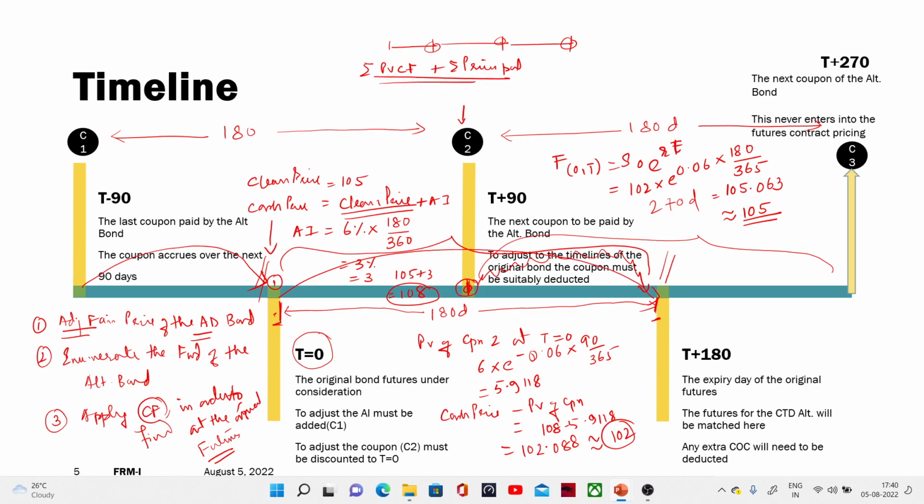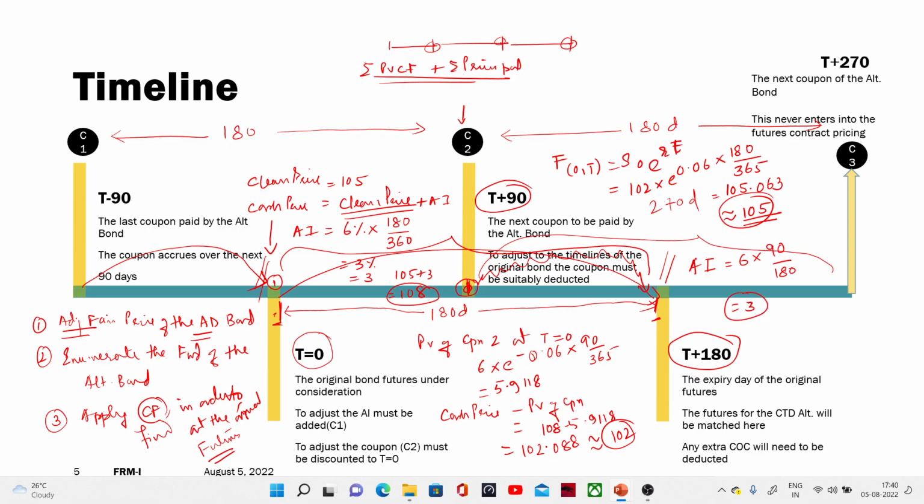And if we are to apply the conversion factor, we will have to again adjust this. So how do we adjust this? Well, it's pretty simple. Again, we will have to first find out the possible accrued interest between time t is equal to 90 to time t is equal to 180. So this is time t is equal to 90, right? This is time t is equal to 180. So between these two periods, we have to find out the accrued interest of which bond? The alternate delivery bond. So again, the same thing. It pays 6, and so this practically becomes 3.